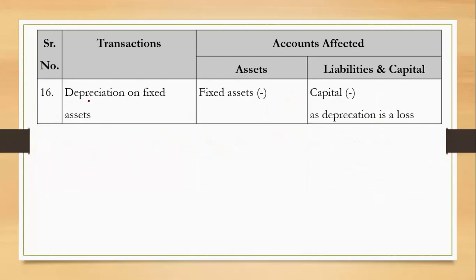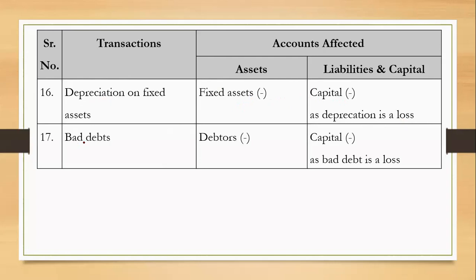Moving ahead, depreciation. This is very easy. Depreciation we know is a loss. It's a reduction in the value of the asset. And because the value of the asset reduces, it's a loss, and because it's a loss, it will reduce my capital. It's a reduction in the value of the fixed asset. The value of the fixed asset also reduces.